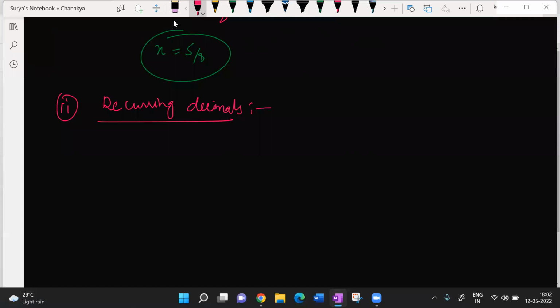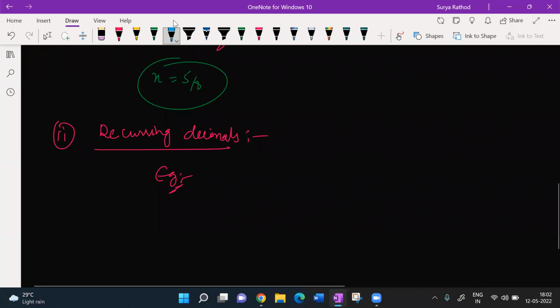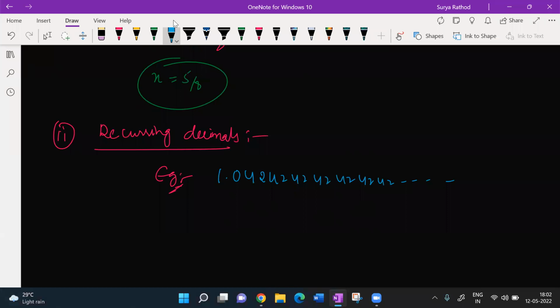For example, let's take 1.042 or anything, 0.42, 42, 42, 42, 42, 42. That is different, beta. If you observe this properly here, every time 42 is repeating. So this is non-terminating recurring.